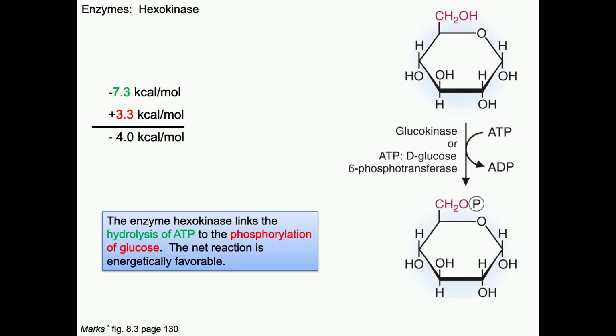Okay. So if you look at the energetics, the hydrolysis of ATP is more than sufficient to overcome the energy barrier of adding the phosphate to the glucose to make glucose 6-phosphate. Okay, pretty simple principle.